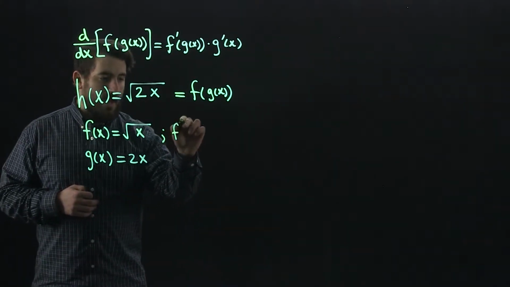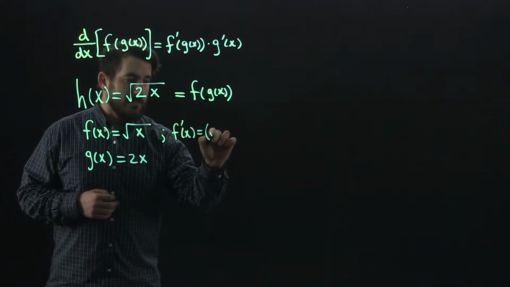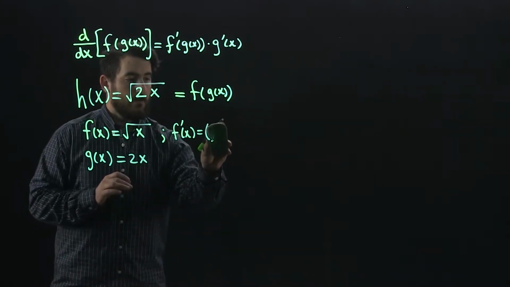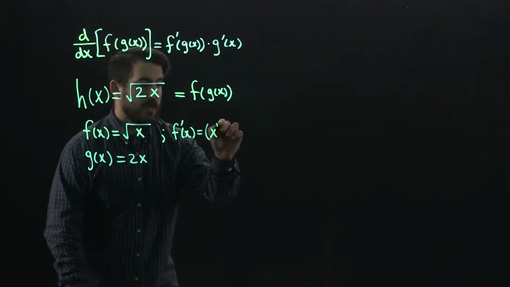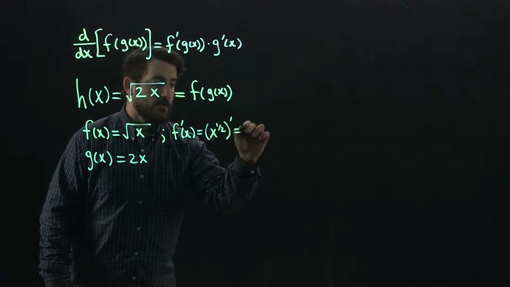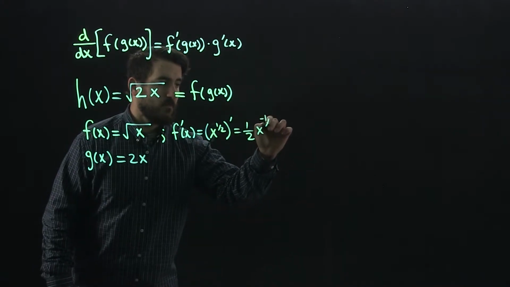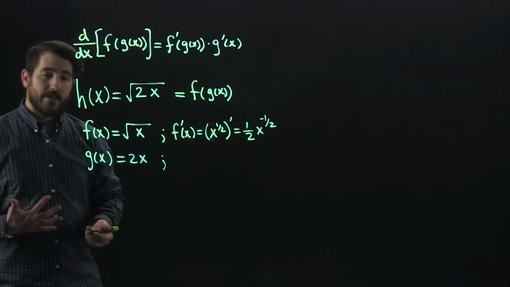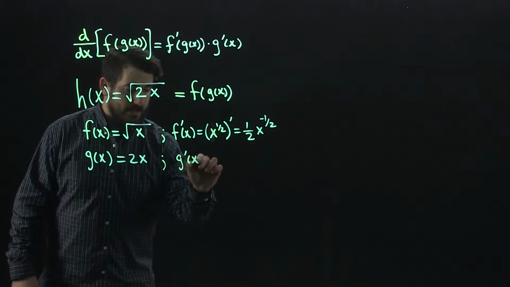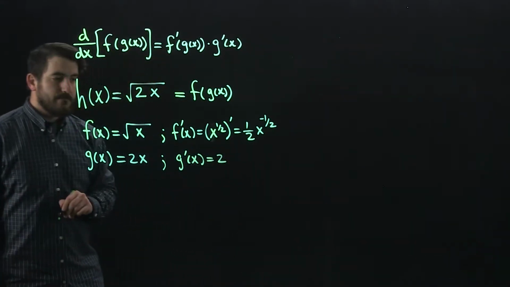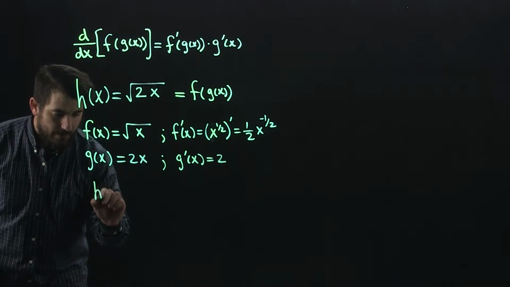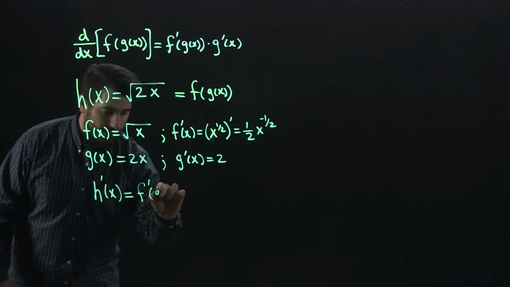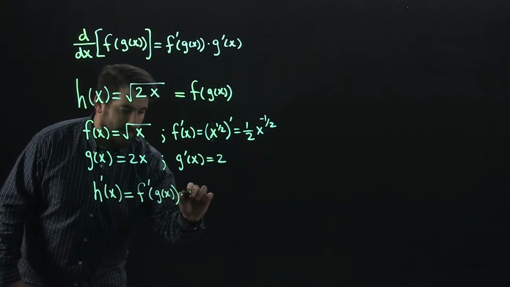So, f prime of x, again, I need to turn this into a power form. So that's f prime of x, x to the 1/2, which equals 1/2 x to the negative 1/2. And the derivative of g of x, even though it's very simple, g prime of x, is just 2. So the derivative h prime of x equals f prime of g of x times g prime of x.